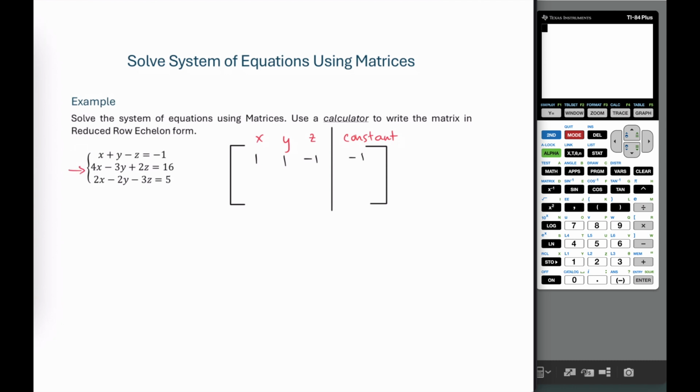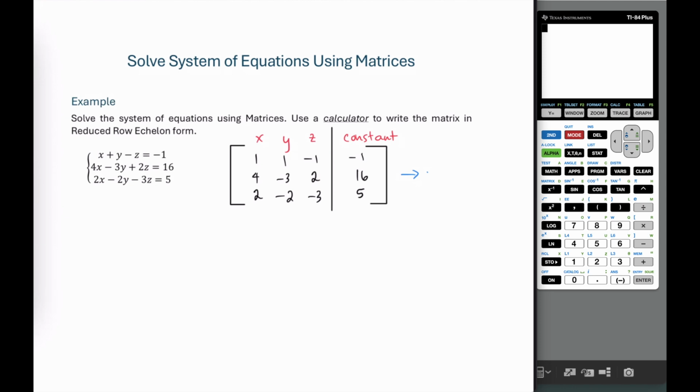To put row 2 into the matrix, we have 4 as the coefficient on x, -3 as the coefficient on y, +2 as the coefficient on z, and then we have 16 to the right of the equal sign. And then to get row 3 into the matrix, the coefficient on x is 2, the coefficient on y is -2, and the coefficient on z is -3, and then we have 5 to the right of the equal sign.